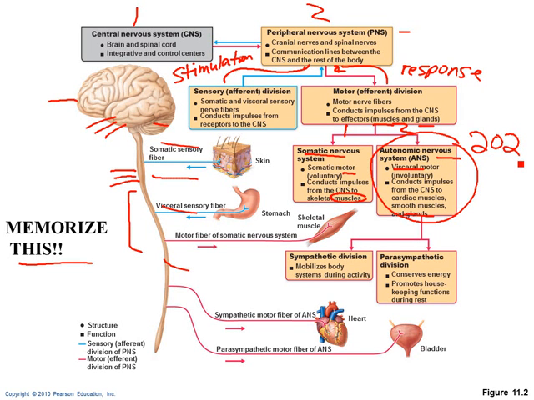Now, your autonomic nervous system is also divided. You divide it one more time into sympathetic and parasympathetic. And you've probably heard of these words before, maybe not. When we talk about sympathetic, you may have heard the words fight or flight. Parasympathetic, we usually use the terms rest and digest. And what that means is there's two divisions of the autonomic nervous system that are in control in different situations.